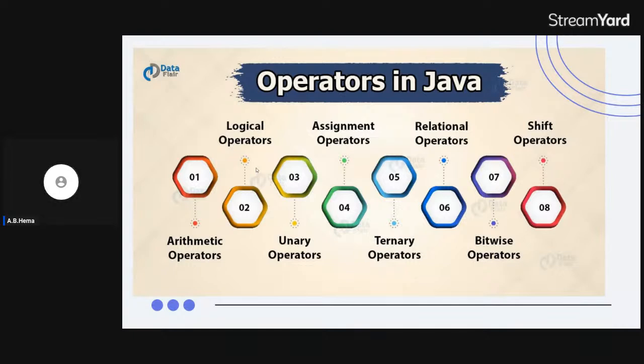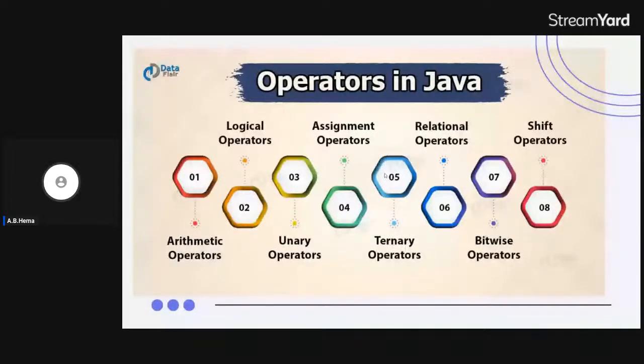Then we have ternary operators, which is like an if-else statement. There will be a condition given, and if that condition is true, then the part after the question mark will be executed. If the condition is false, the part after the semicolon will be executed. It is represented by a question mark and a semicolon.